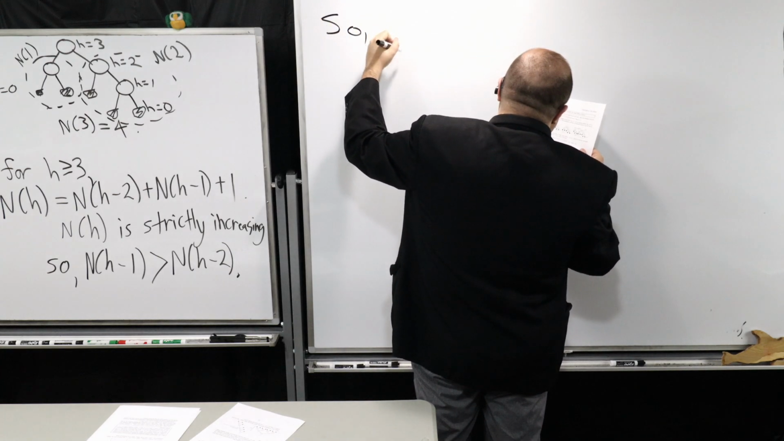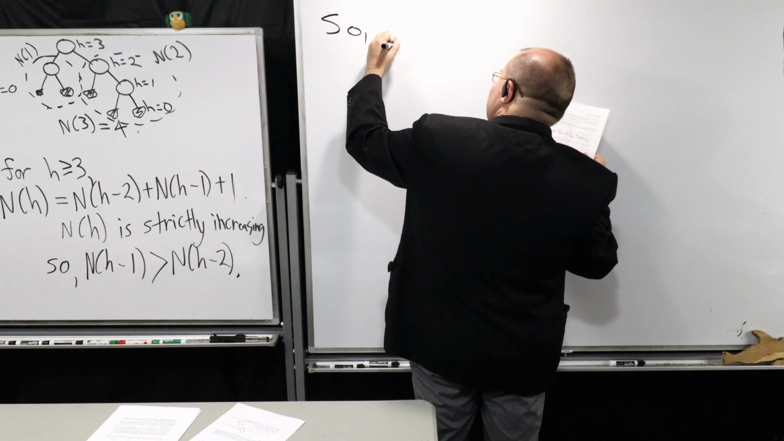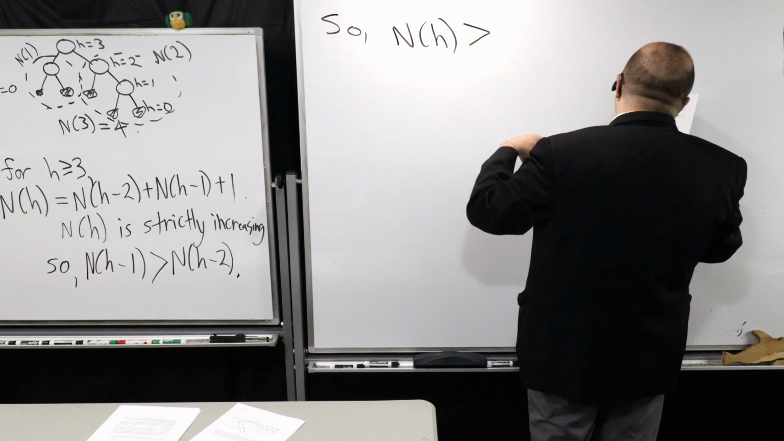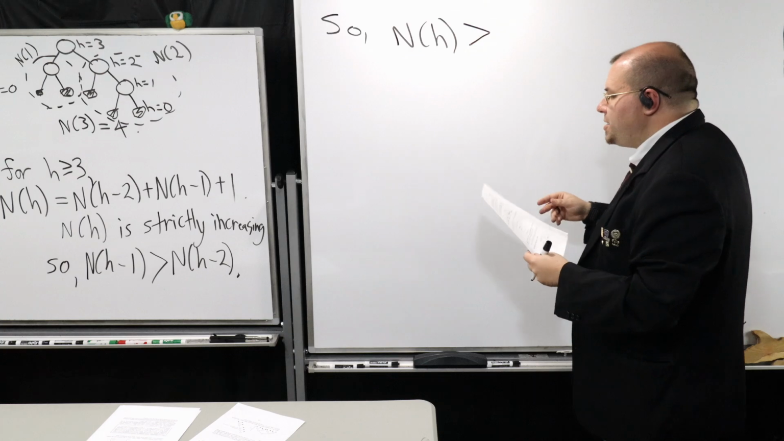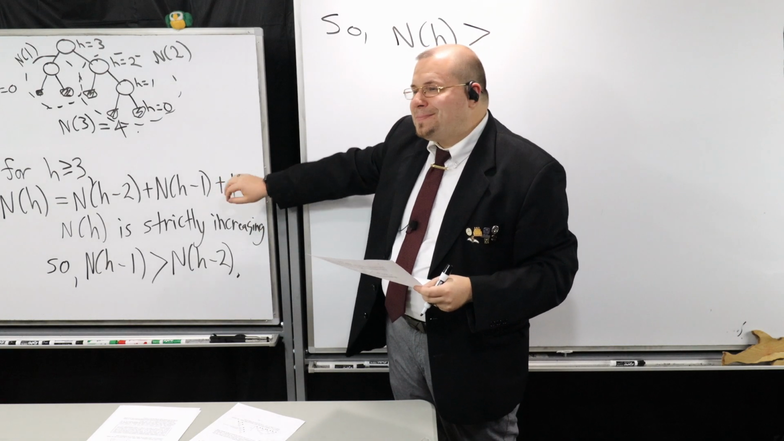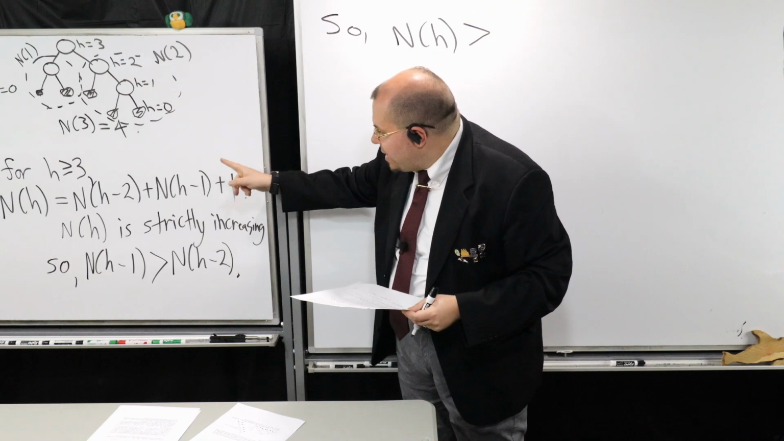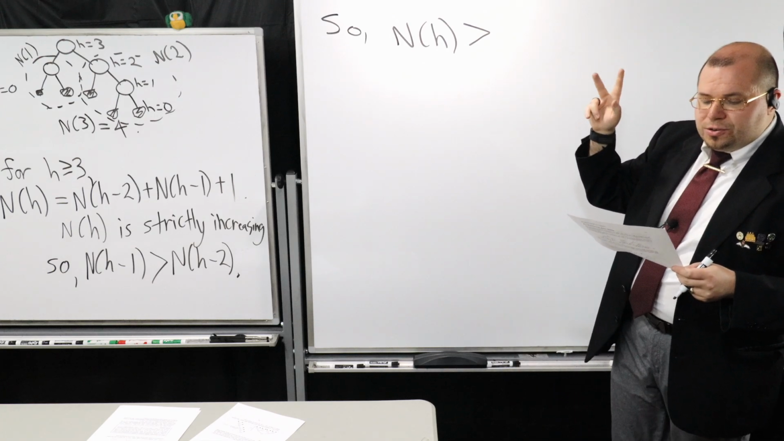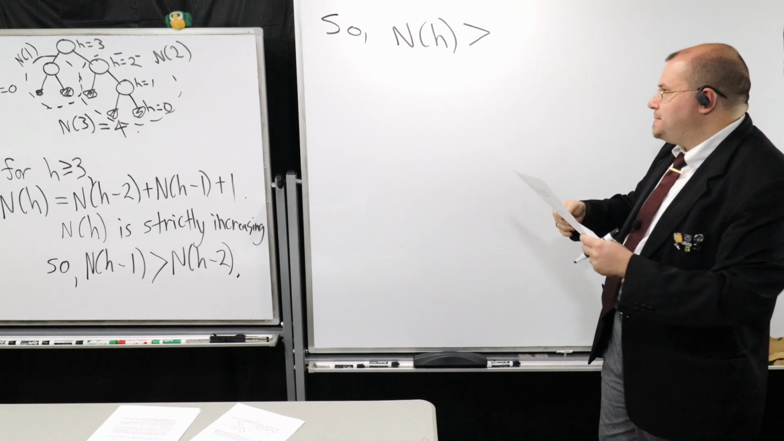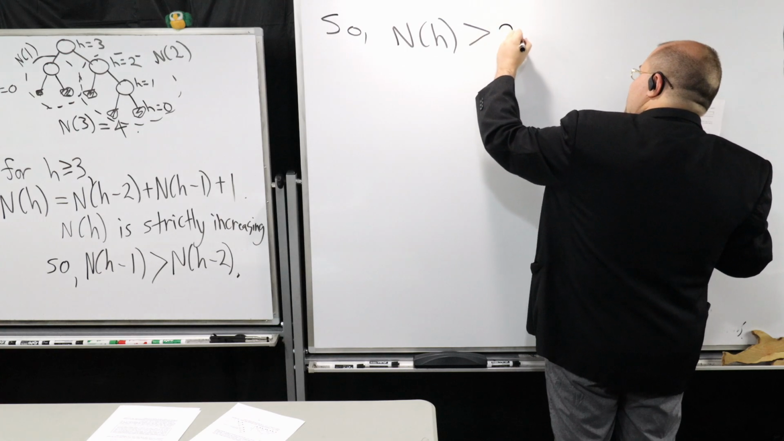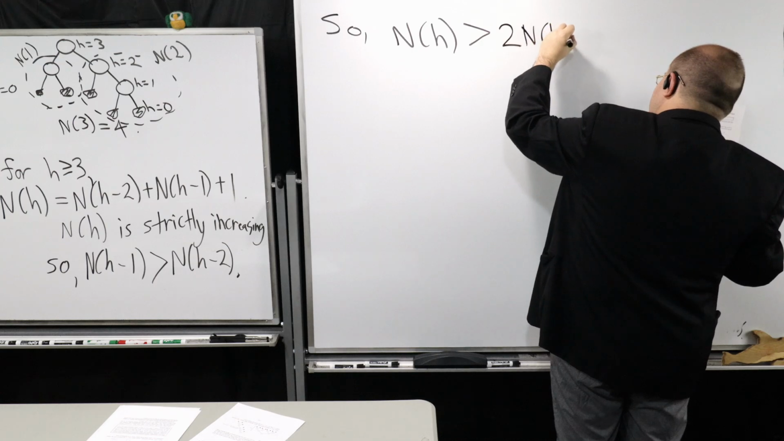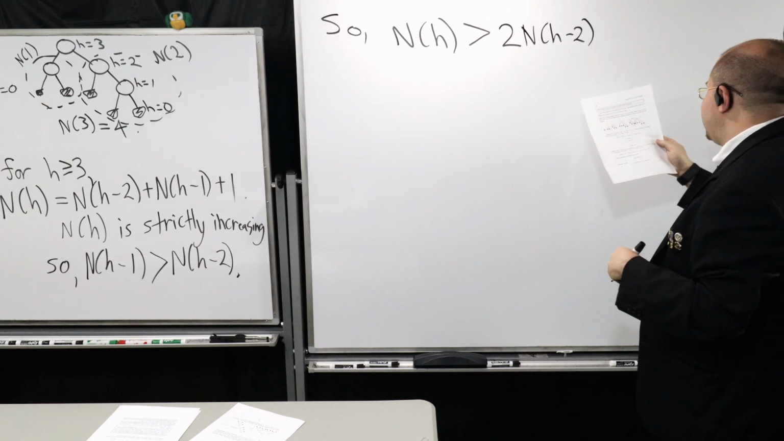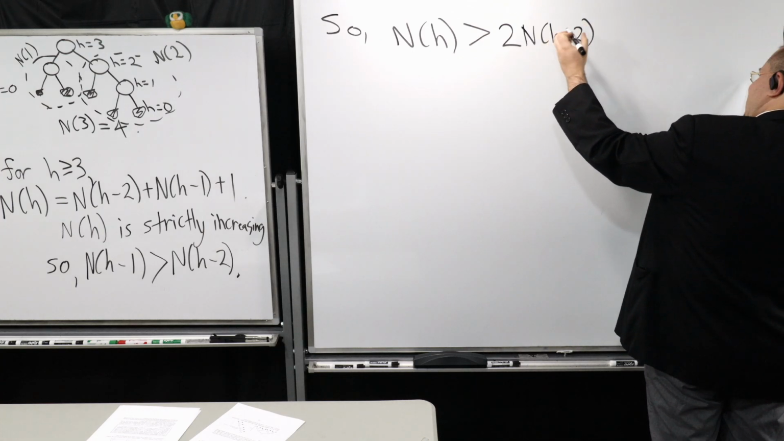Since I have that property, I can rewrite this as follows. I can write n of h is strictly greater than the following. What I'm going to do is simply drop the 1. I'm just going to replace wherever I see n of h minus 1 with n of h minus 2. So that means I'm going to have 2 terms of n of h minus 2. I can write out the definition of this, but I'm just going to drop the 1 because I don't really care about that right now.